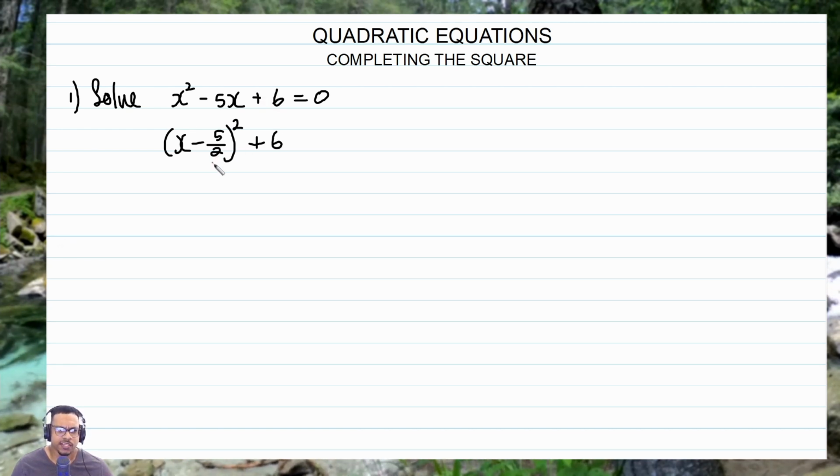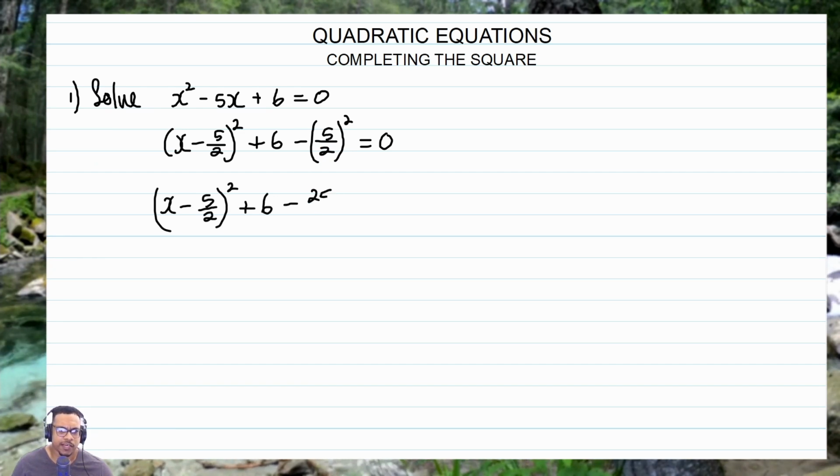Then I'll always take away whatever number I have here squared. So I'll be taking away 5 over 2 squared. And then I put it equal to 0. So when you have a fraction in brackets squared, I'm squaring both the numerator as well as the denominator. So 5 squared will give me 25 and 2 squared will give me 4. So I'll have 25 over 4 and this is equal to 0.